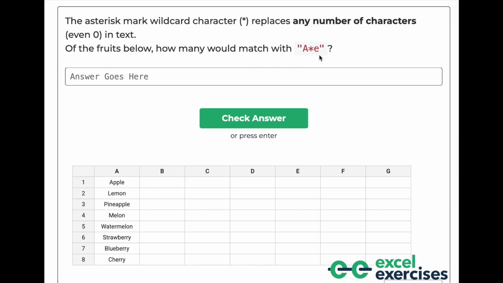Well, A something E: apple, right? Replace the PPL with the asterisk, and it matches apple. And that's the only one that starts with A and ends with E. So we have one.